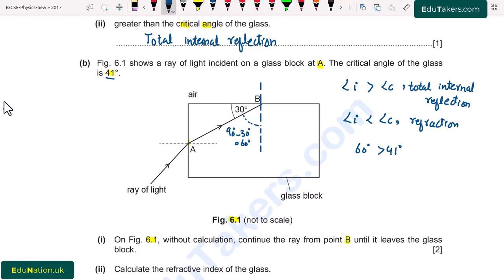So here we can see that the angle of incident is greater than the critical angle. So this ray will be reflected. There will be no refraction. So I will draw its path.